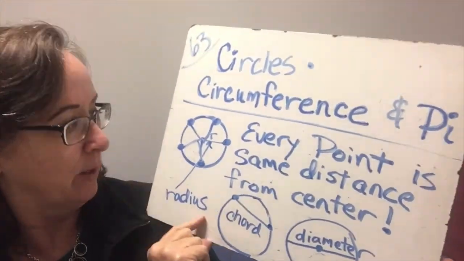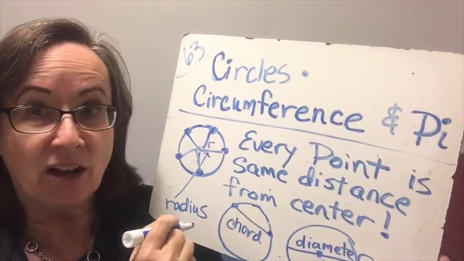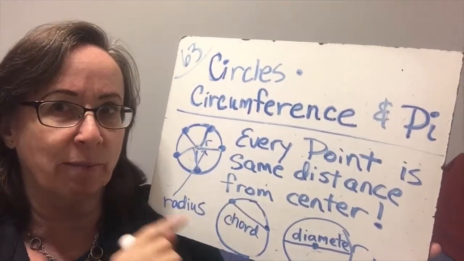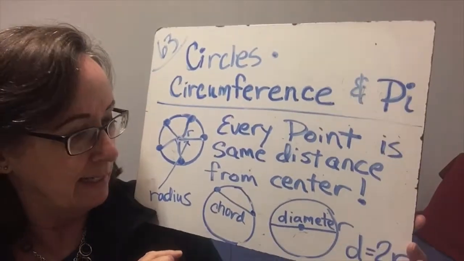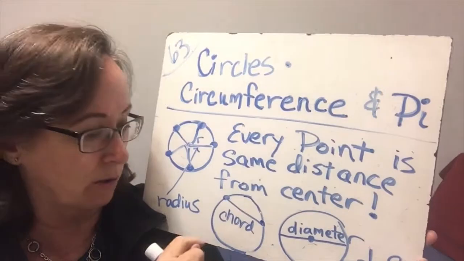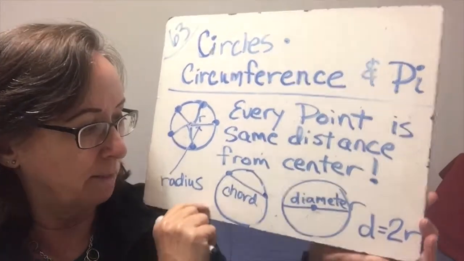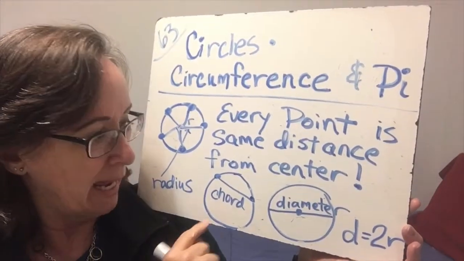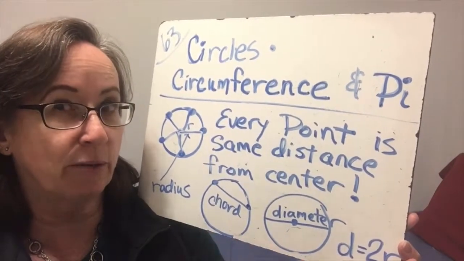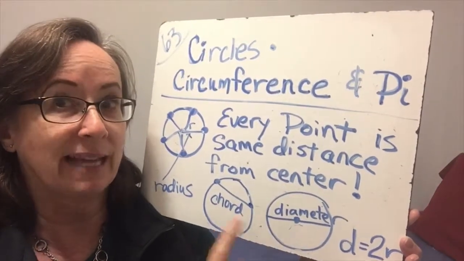Now, this distance that every point is from the center is called the radius. So that radius is the distance that every point is from the center. Now, if we take 2 points on the rim of the circle and we connect them, that is called a chord. That's another definition. And if we have a chord that goes directly through the center of the circle, see the center point there? We call that the diameter.